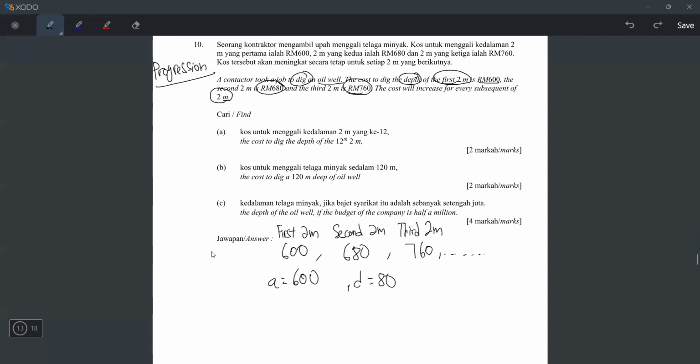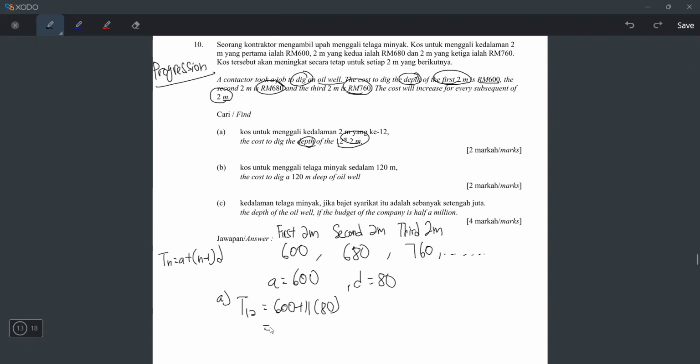Okay, now let's do A. Find the cost to dig the depth of the 12th 2 meter. So the first 2 meter is 600, second 2 meter 680, third 2 meter 760, but they want to find the cost to dig the 12th 2 meter. So I just find the 12th term of this progression, which is T12. The formula I use is the Tn formula, a plus n minus 1 d. So the a is 600, the n minus 1 will be 12 minus 1, 11, the d will be 80. Press this, you get the answer.